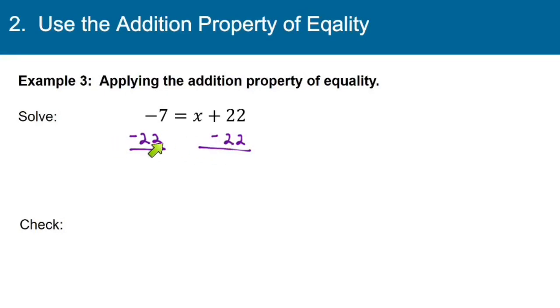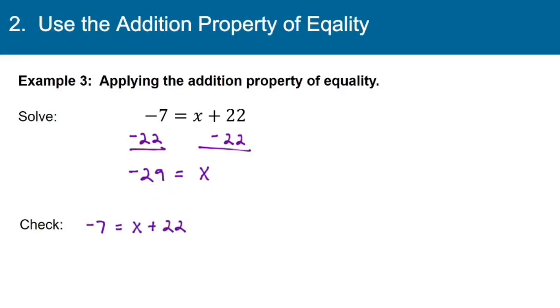So notice how we're always doing the same thing to both sides, and the way we decide what to do to both sides is by figuring out what it takes to isolate the variable. So now let's add up what we have on each side. On the left side, we have negative 7 plus negative 22. So the signs are the same. We add the numbers and keep their sign. That's going to give us negative 29. And on the right side, x plus 22 minus 22 is going to add up to x. So our solution is x equals negative 29.